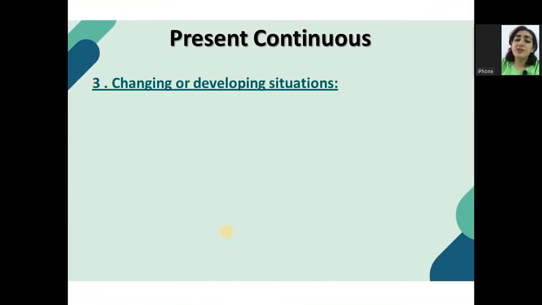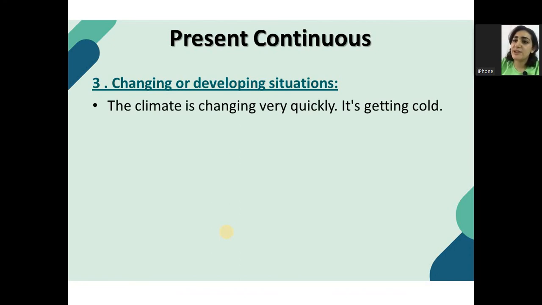The present continuous is also used to indicate changing or developing situations, like the climate is changing very quickly, it's getting cold. It's getting late. When we are talking about the time, when we are in a gathering or in an outing and the time is getting late, this is a common expression in spoken English, it's getting late. This means that the time is getting late and you need to go back home.